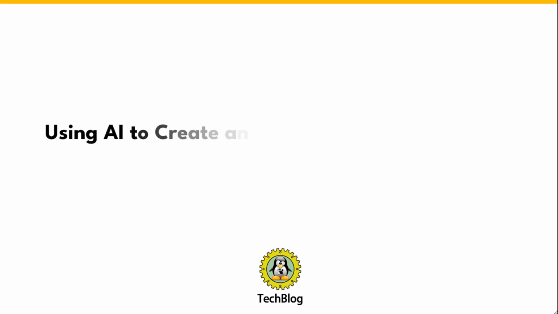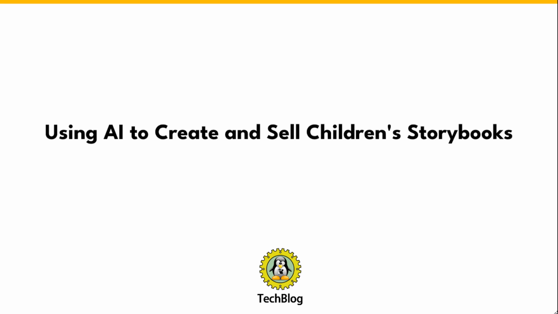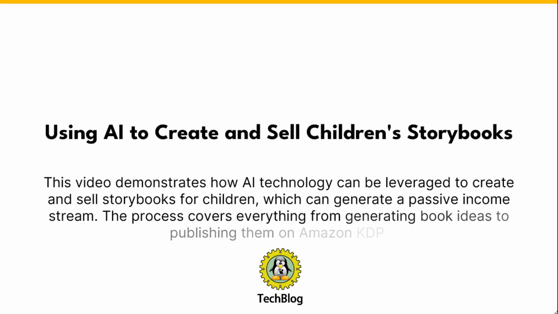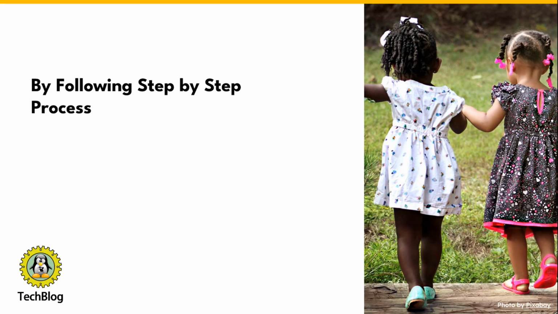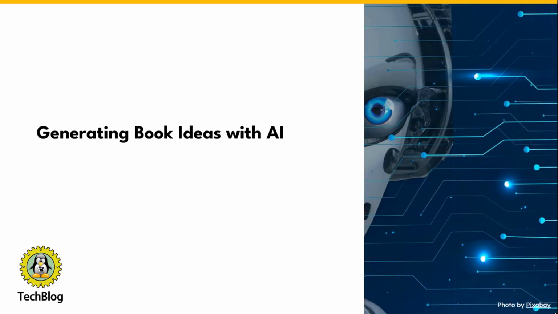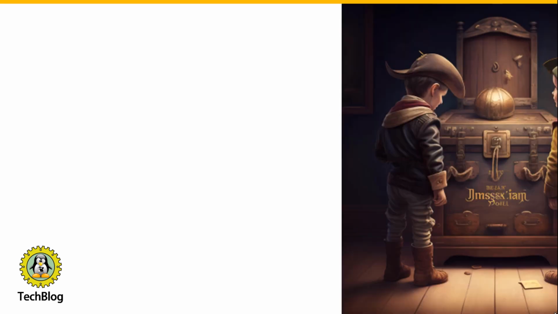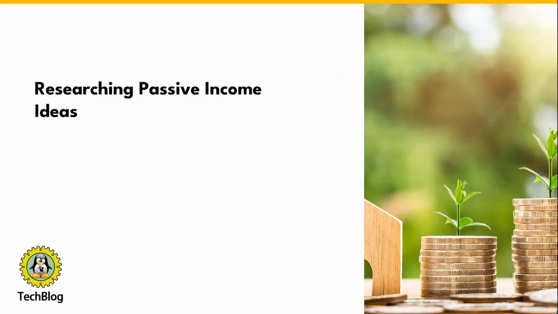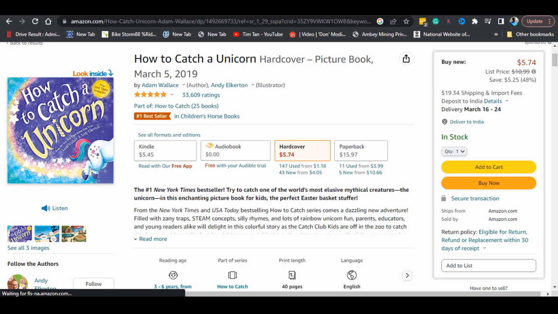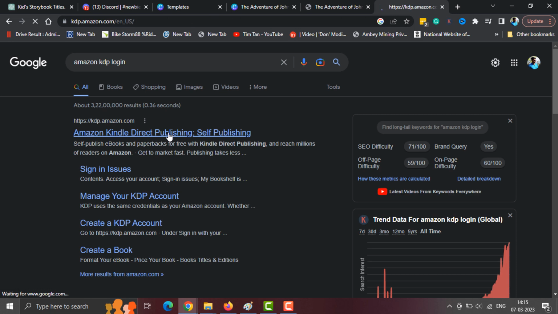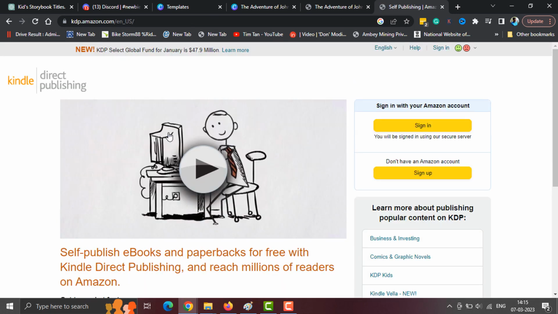In this video, I'll demonstrate how you can use AI technology to create and launch a lucrative business selling storybooks for children. By following my step-by-step process, starting from generating a book idea to developing high-quality illustrations, you can create a passive income stream like the one seen on Amazon, where simple storybooks have earned over thousands of dollars. This method utilizes Amazon KDP, which allows you to publish your book for free.